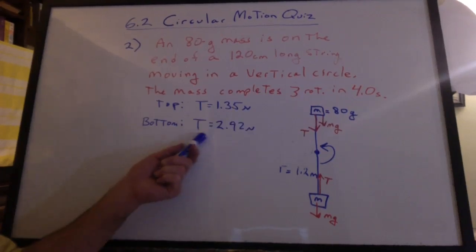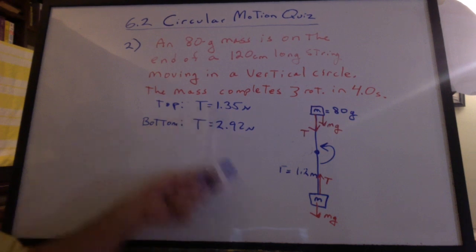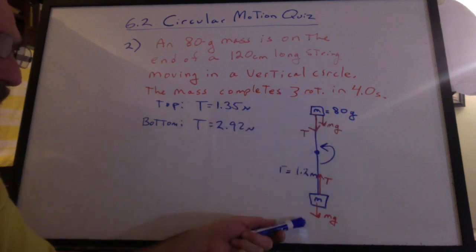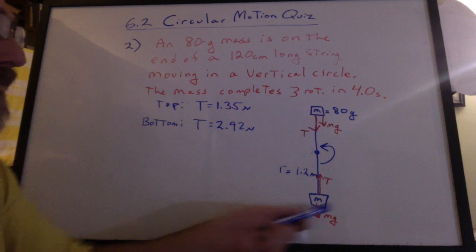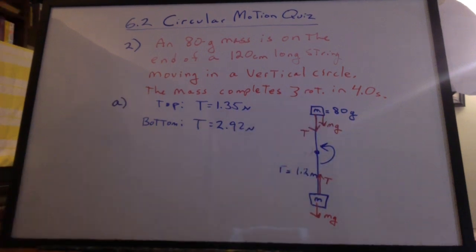And look at that. The tension is bigger at the bottom than at the top. Well, that makes sense. When you're swinging it vertically, you have to pull harder to fight gravity at the bottom. When you're at the top, gravity's helping you. You don't have to pull as hard. Okay, that's good for part A.